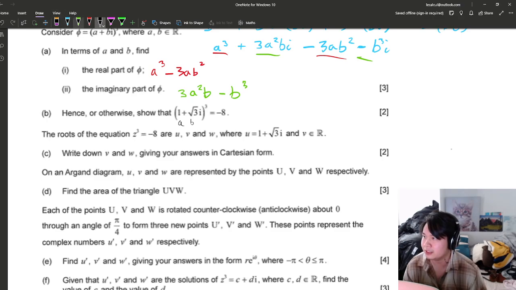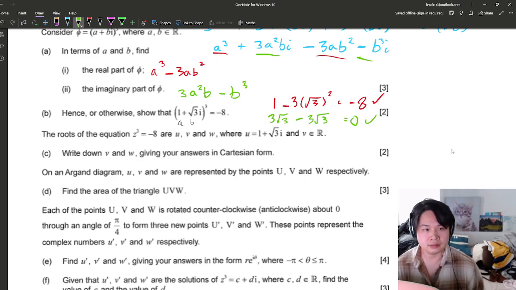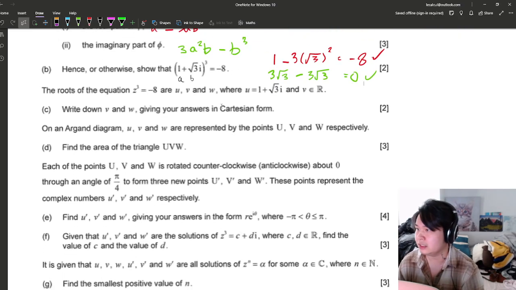Okay, so let's see if that works. Let's do the real part first. So this is just going to be 1 cubed minus 3 times square root 3 squared. So this is negative 8, so that's looking good. And then we have 3 times 1 squared, whatever, times b, which is square root 3, minus b cubed. b cubed is 3 root 3, so this is equal to 0. So this is good. As you can see, we don't have an imaginary part when we cube this complex number, and the real part is negative 8. So, done.